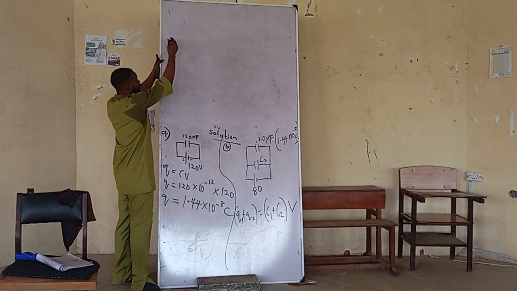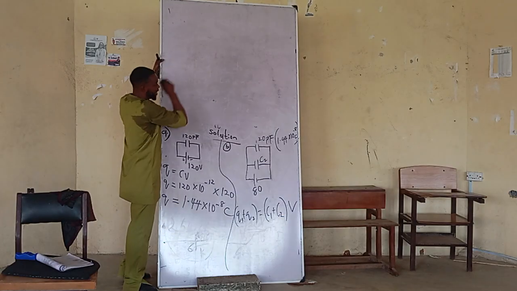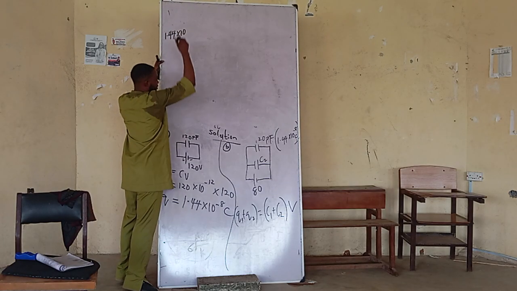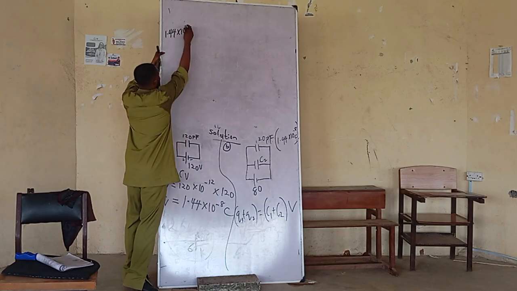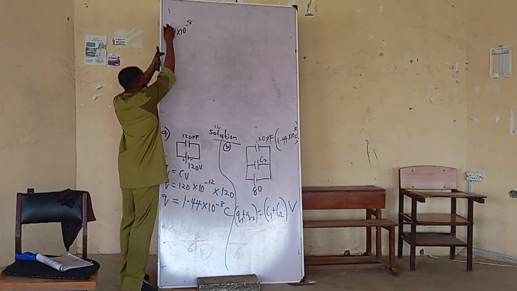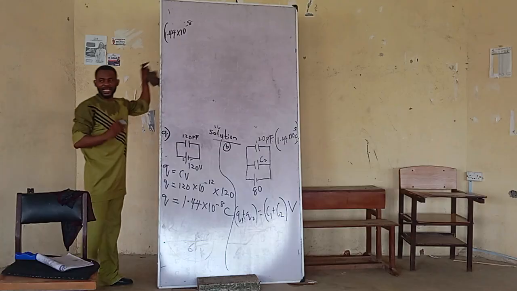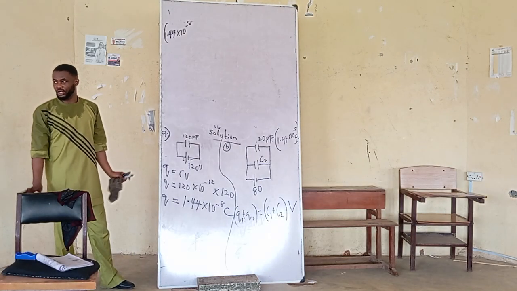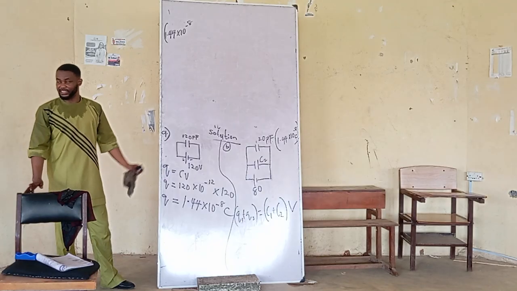I'm going to be having Q1. My Q1 is 1.44 times 10 to the minus 8 Coulomb, but that's the only charge in that setup. There is no charge in Q2, it's uncharged. You don't know the charge, so I can't say the total charge is just this.